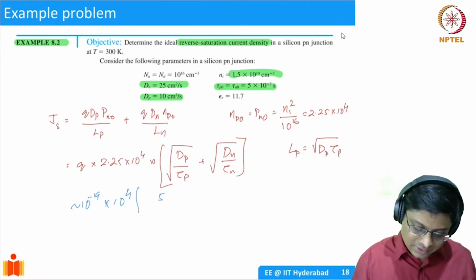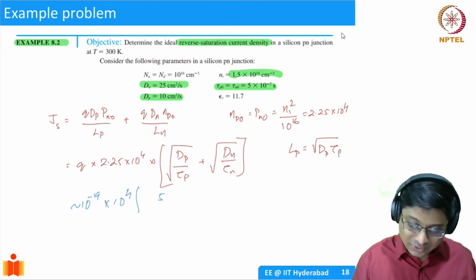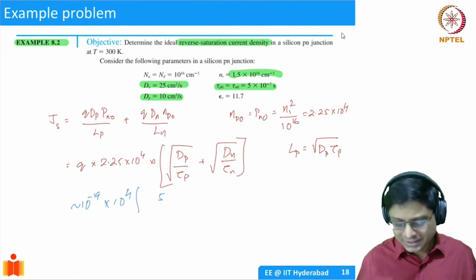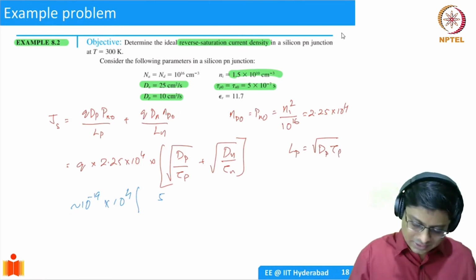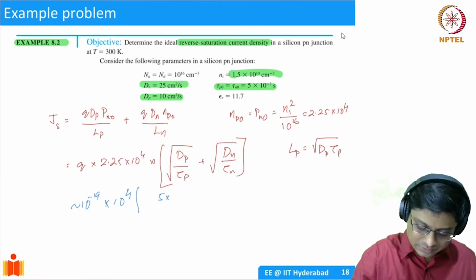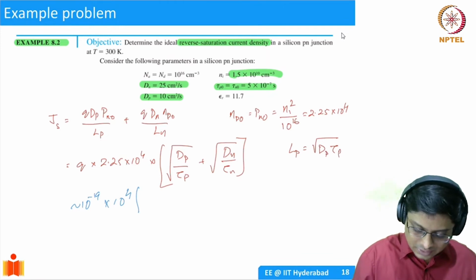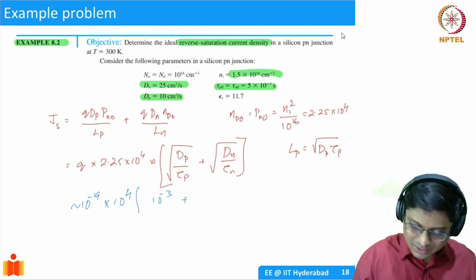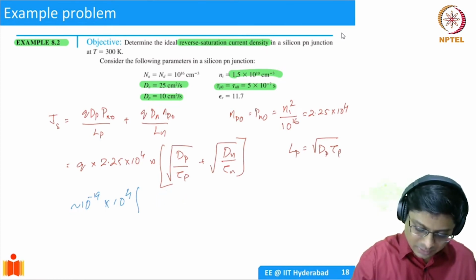And then let's say tau p is given as 5 times 10 power minus 7. So the square root of 10 power minus 7 will be 10 power 3, so this will be something on the order of 10 power minus 3, I think. This also is going to be all the same order. So essentially the brackets is going to be of the order of 10 power minus 3.